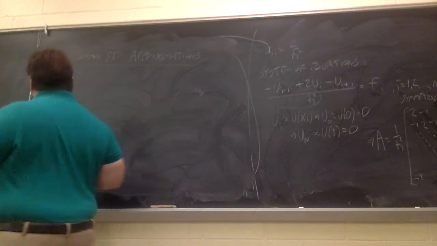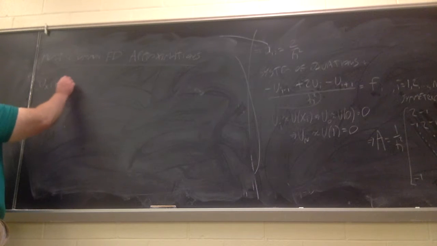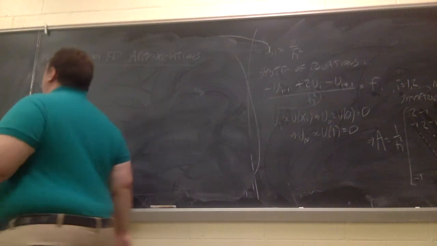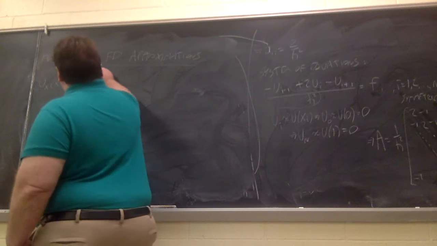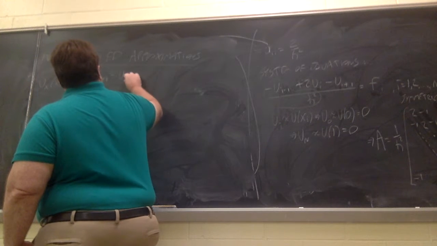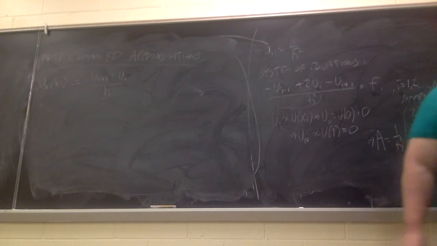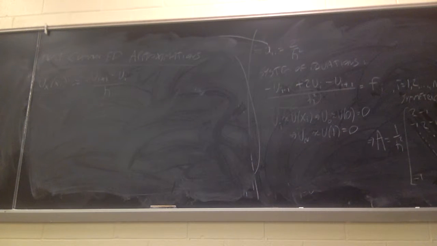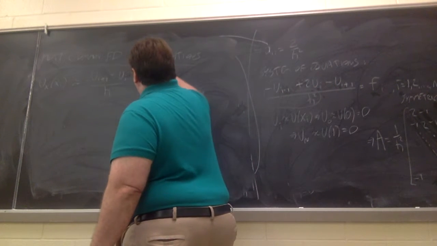So, first, for the first derivative, there's 3 approximations of interest. Assuming equal spacing, this actually comes directly from a definition of derivative. This is literally f of x plus h minus f of x over h from a definition of derivative. We just don't let h go all the way to 0. This is called a forward difference.